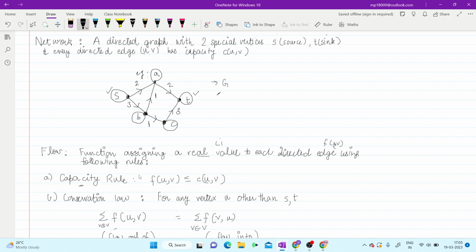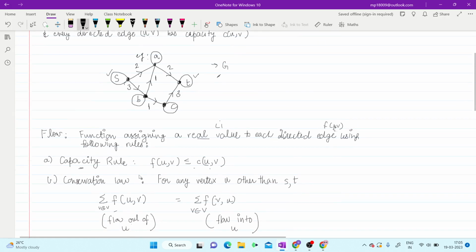The first rule is capacity. The flow in each edge should be less than or equal to its capacity. Basically, your flow cannot exceed the capacity. Suppose this is the edge SA, and SA has capacity 2. When you assign it some number, it can be either 0, 1 or 2. It cannot exceed 2, and this should hold for each edge, because flow is a function which assigns a non-negative value to each edge.